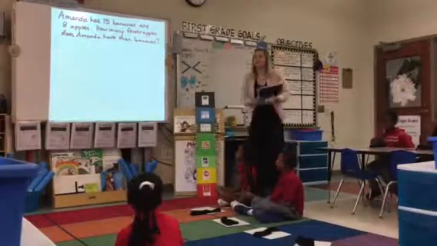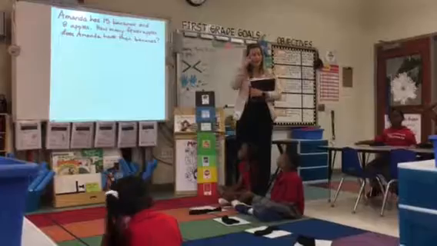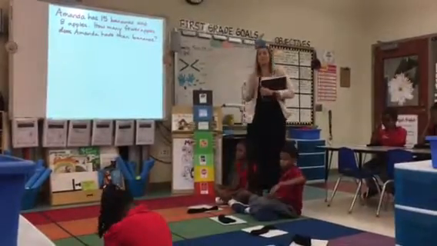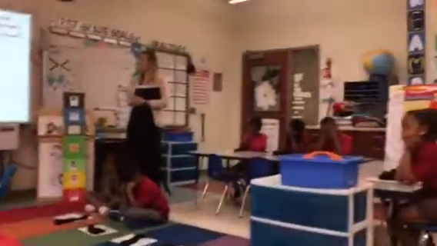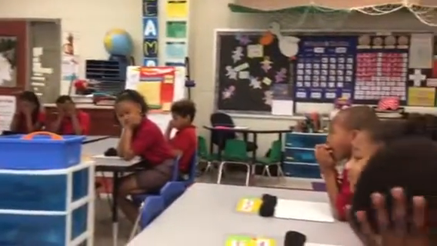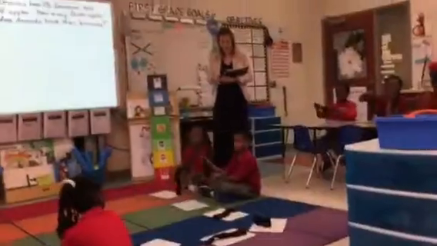Now that we've listened, I want you to visualize in your head. I'm going to read one more time. Amanda has 15 bananas and 8 apples. How many fewer apples does Amanda have than bananas? Open your eyes. At noise level 0, you may represent. Go ahead.